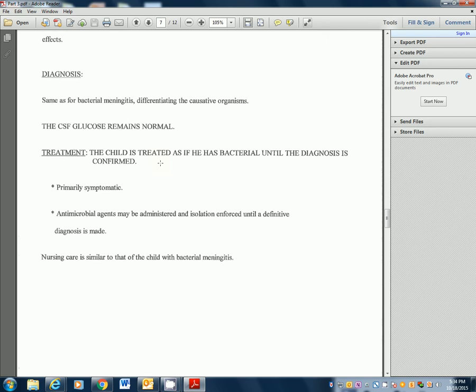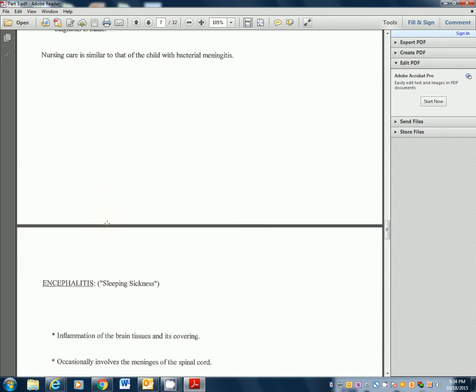Treatment, the child's treated as if they have bacterial until the diagnosis is confirmed. So it's going to be symptomatic. Antimicrobial agents will be administered, and if they figure out it's viral, they will discontinue that. So care is very similar to that with bacterial.